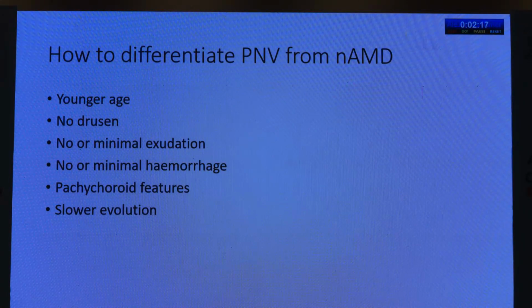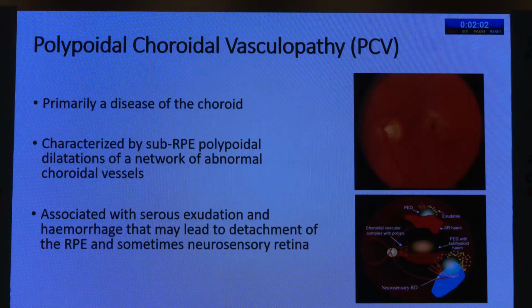So how do you differentiate pachychoroid neovasculopathy from neovascular AMD? It is usually present in a younger age group. There are no associated drusen, no or minimal exudation, no or minimal hemorrhage. All the pachychoroid features are there, and it is usually slower evolving.